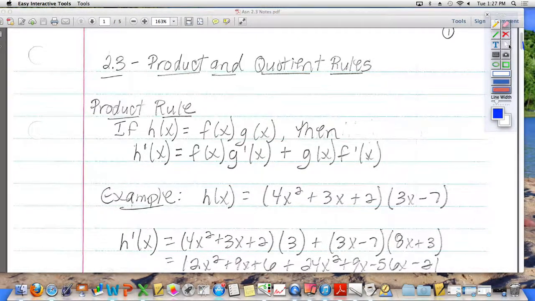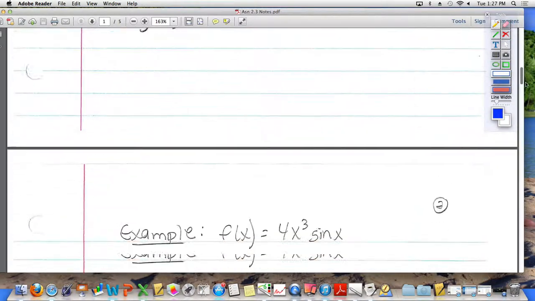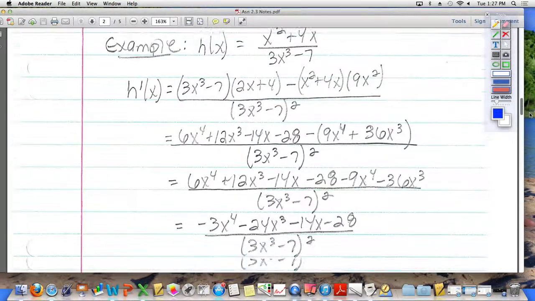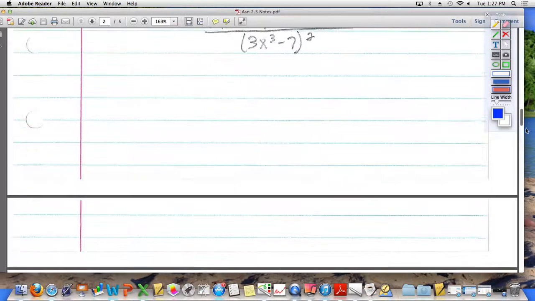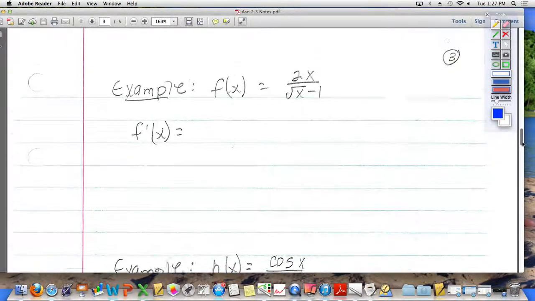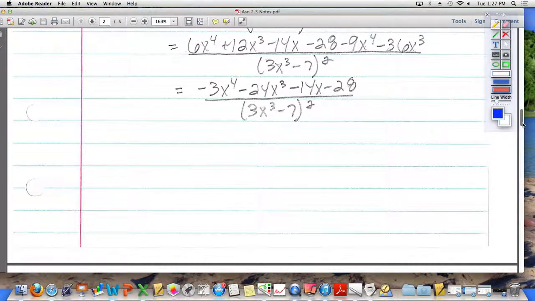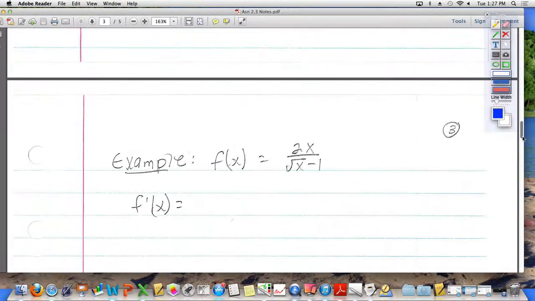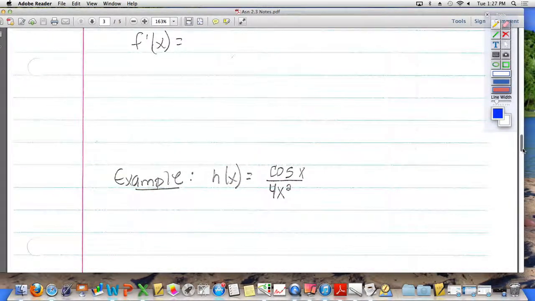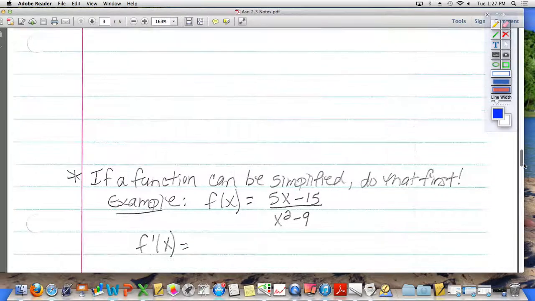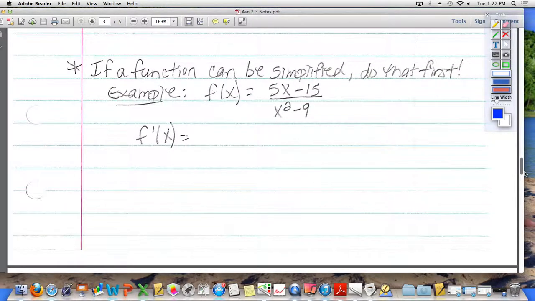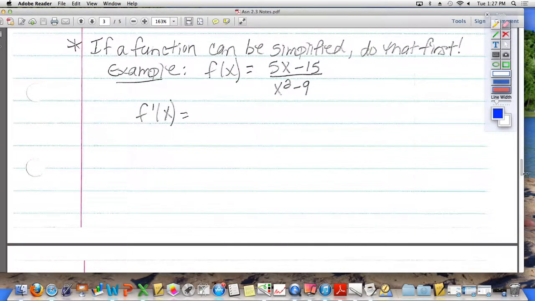So what we need to do is move on to, let's see, where would we be? We're done with the quotient rule. We went over some examples of that yesterday. I gave you this example, and I gave you that example. So we are on this now. If a function can be simplified, do that first.